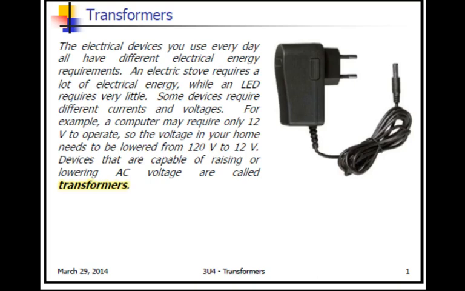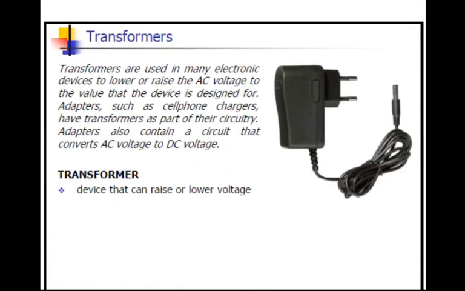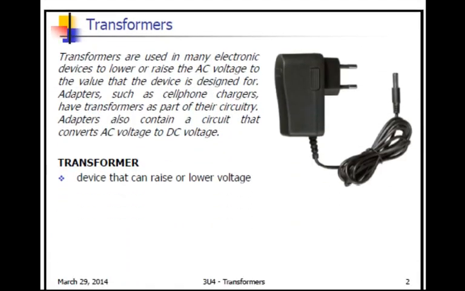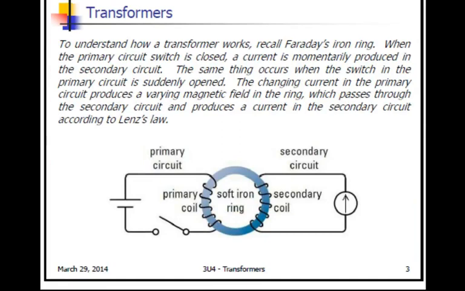These devices are transformers. Anything that changes a voltage to a lower or a higher voltage is called a transformer. So it's a device that raises or lowers a voltage. They use the concept of Faraday's iron ring. Now, in Faraday's iron ring, the number of coils around the primary and the secondary were equal. But what was determined was if we make the number of coils different, we'll have different voltages and currents on each side of this circuit.